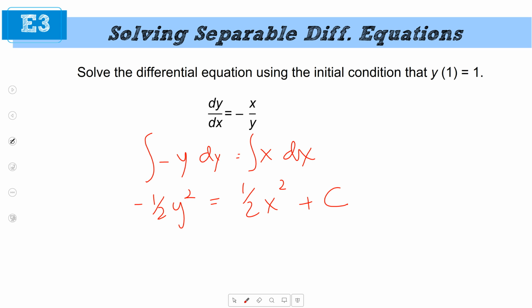We have an initial condition here. I know that the curve passes through the point (1, 1). So I'm going to plug and chug. Negative 1/2 equals 1/2 plus C. Therefore, C equals?